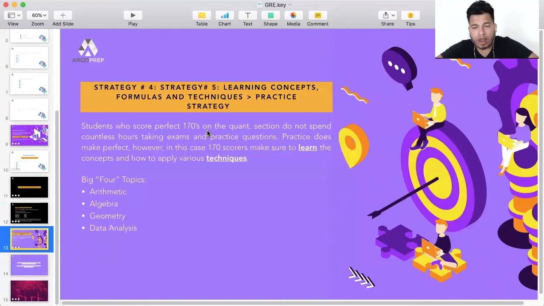Now, of course, you have to practice. This is a computer adaptive exam. I just told you that you need to build up mental stamina and all that kind of stuff. You do have to practice, but you have to learn your concepts, formulas, and techniques. You have to get that down. That's imperative. So if you don't know that, then it's a problem.